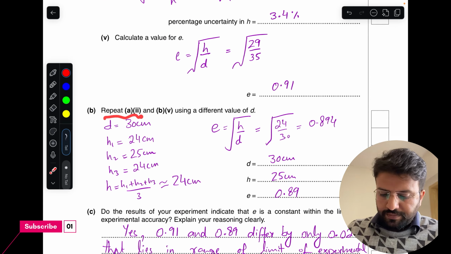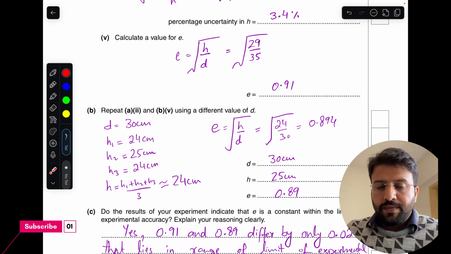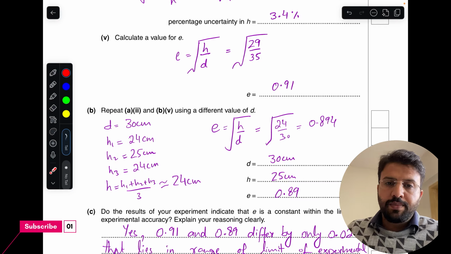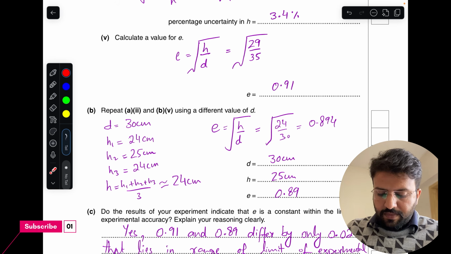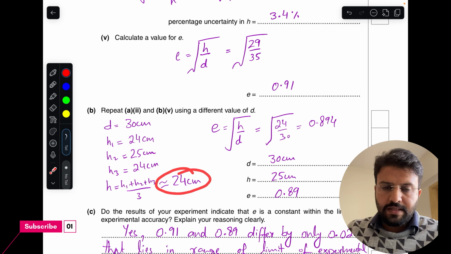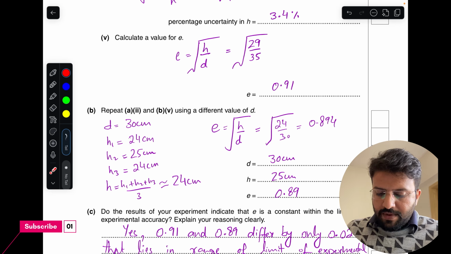Okay, moving forward, they are saying repeat A2 and B5 using different values of D. So you have to choose any different value, but make sure the value should be less than 40 and different from the previous one. So I have chosen 30 height, so D is 30, and the readings I have taken are 24, 25 and 24. Okay, these are the readings I got. So when you take the average, it will give you 24 approximately.